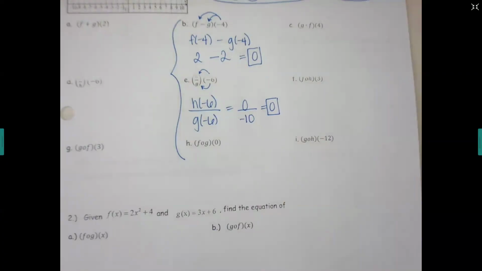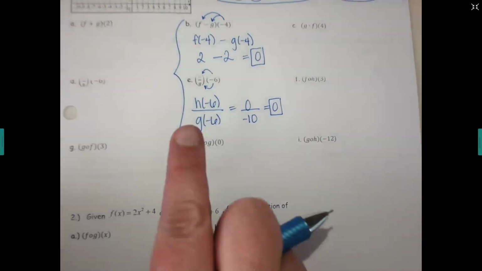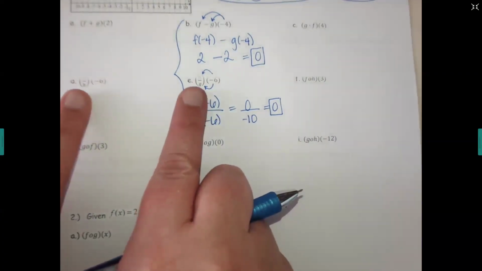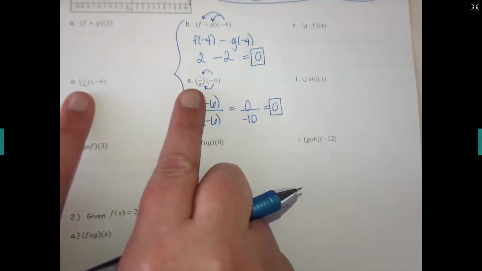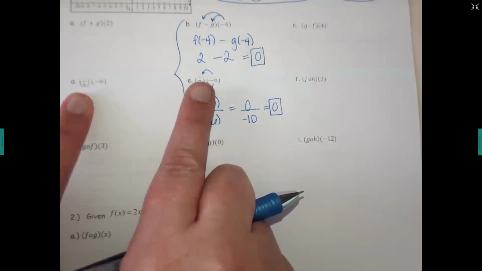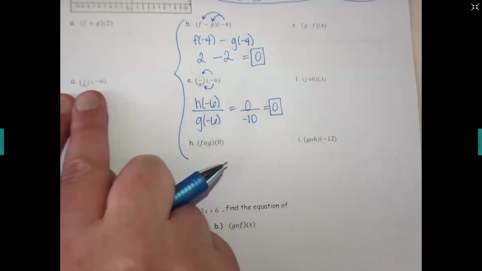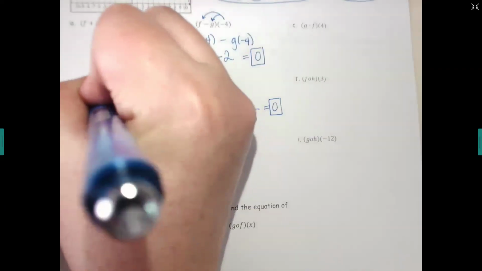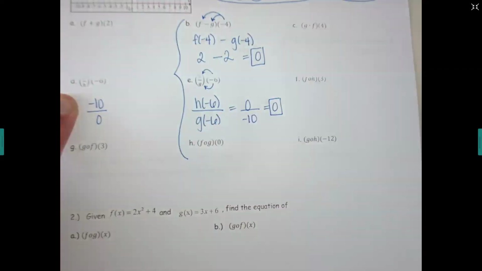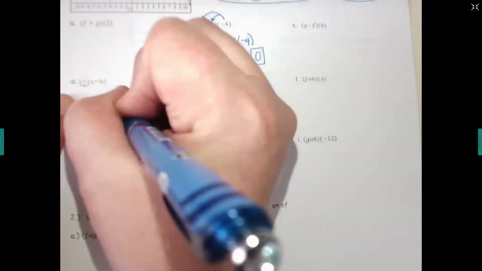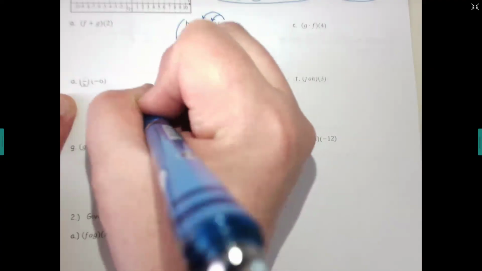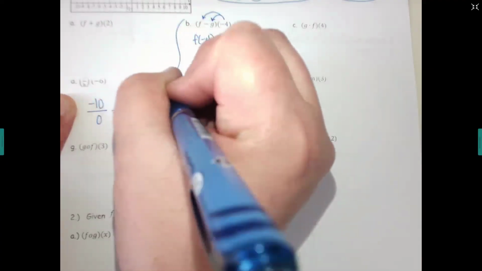Now, just to give you a freebie answer, what's the only difference between these two? Instead of H over G, what's this one? So it'd be -10 over 0. And can you have a 0 on bottom? No. So remember, that's undefined.